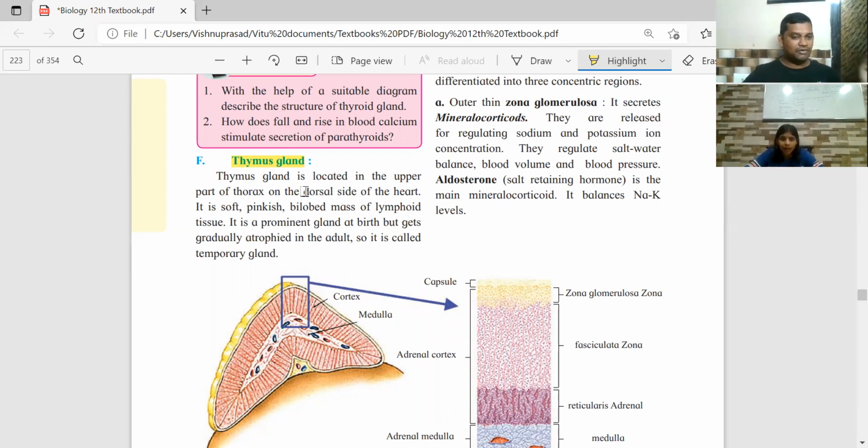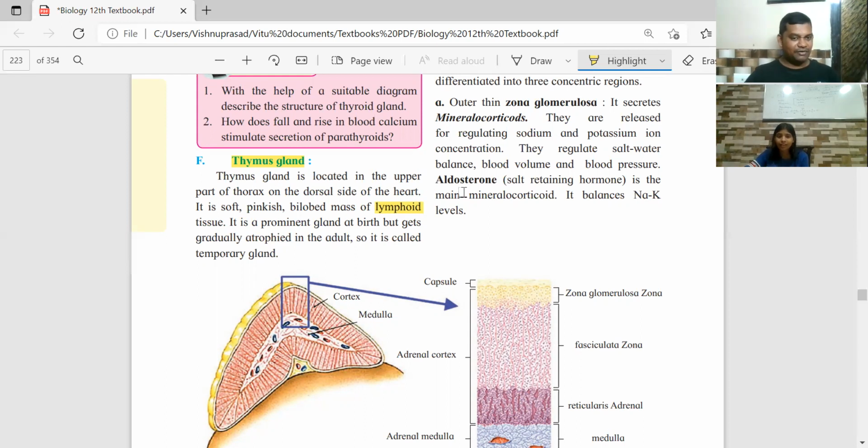It's a soft pinkish bilobed mass made up of lymphoid tissue. That is very important. It has lymph and lymphatic vessels, part of the circulatory system.